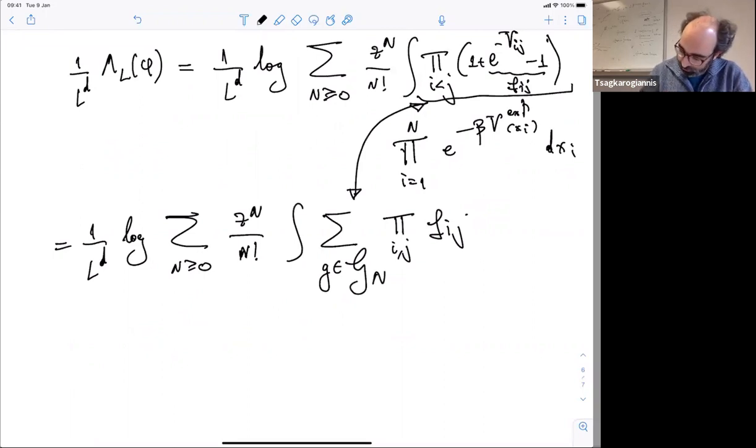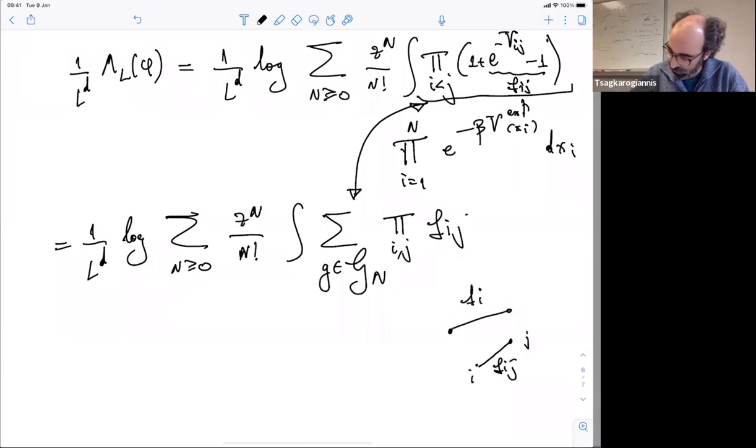So you see, I will get one graph, it will be just the dots. Then another graph will be, I have the link F_ij. Then another graph would be the links F_ij, F_i'j'. So you can bookkeep all the terms in this expansion in terms of graphs, and you write it like this.